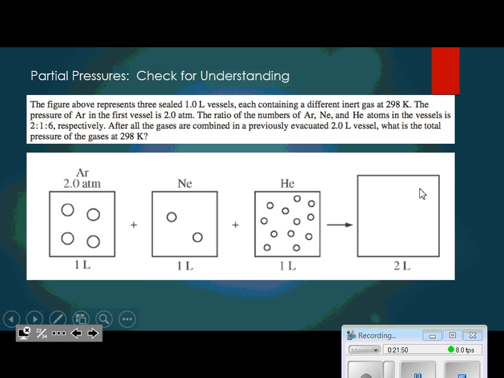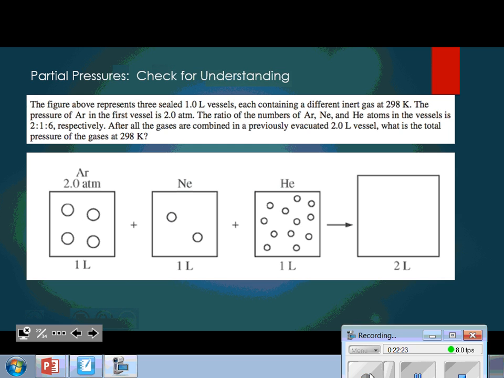So right now, I know the partial pressure of each gas. I know that argon is 2 atms. And if you look at this, 4 argon atoms caused a pressure of 2 atms. And they told me up here that the ratio of numbers of argon, neon, and helium are 2 to 1 to 6. So that would make me believe that 2 atoms of neon would create 1 atmosphere of pressure, and 12 atoms of helium would cause 6 atmospheres of pressure. So I know the partial pressure of each gas. So you could say P1 times V1 equals P2, which we don't know, times V2, which would be 2 liters.